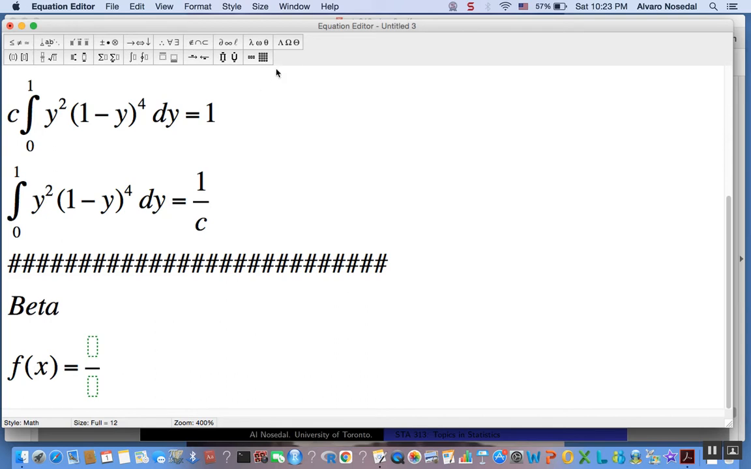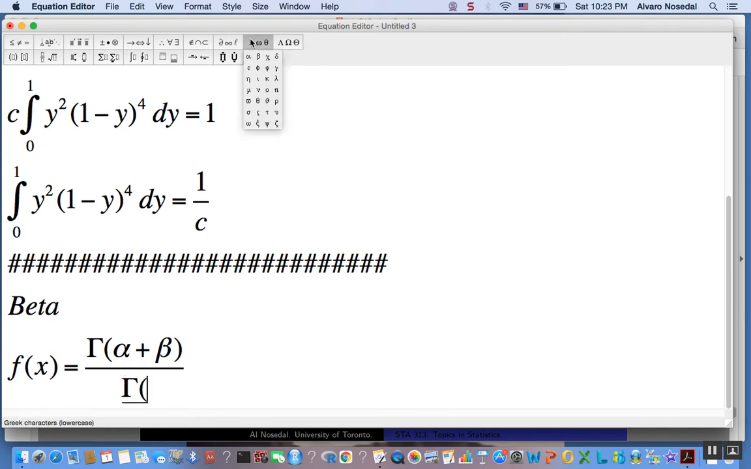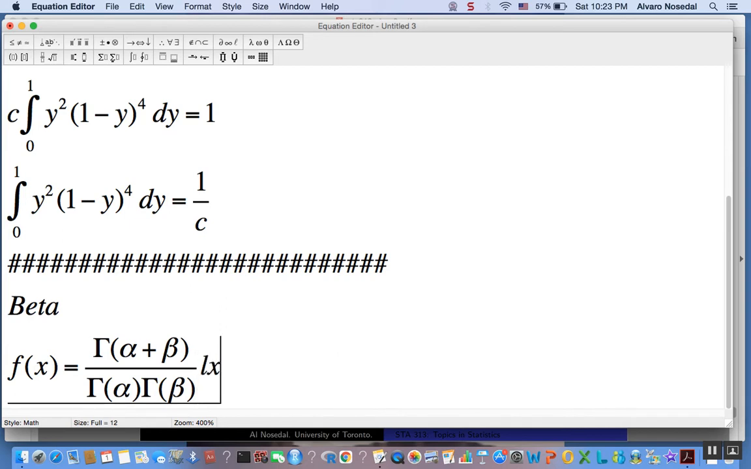It's going to be the function capital gamma evaluated at alpha plus beta, divided by the gamma function evaluated at alpha, times the gamma function evaluated at beta, times x to the power alpha minus 1, times 1 minus x to the power beta minus 1. Okay?